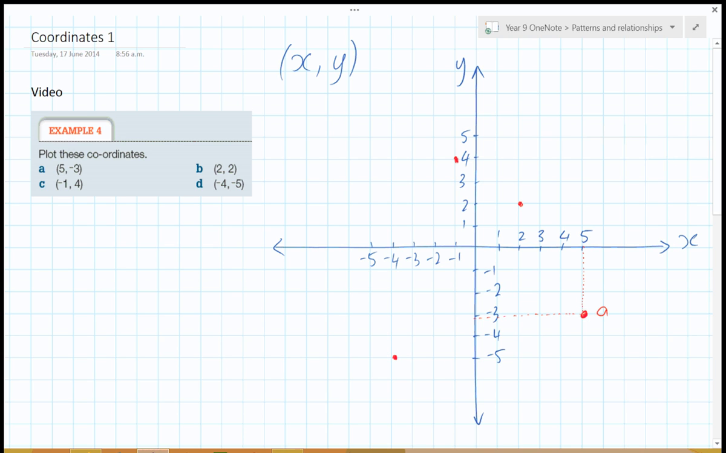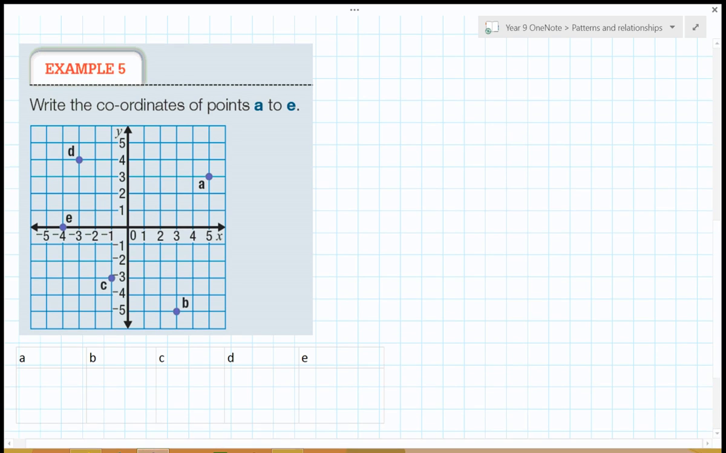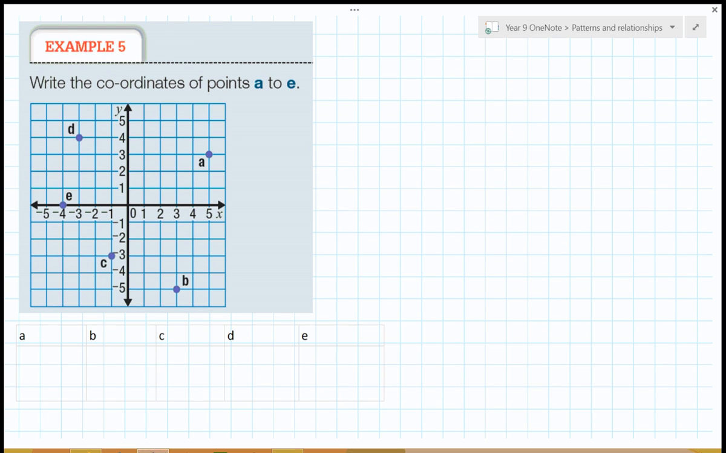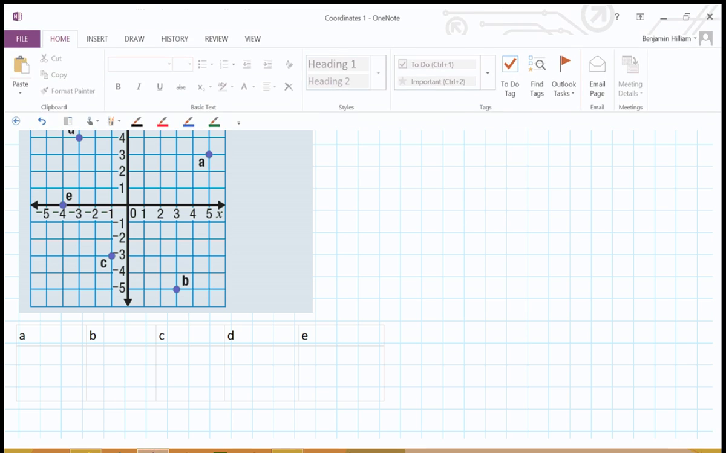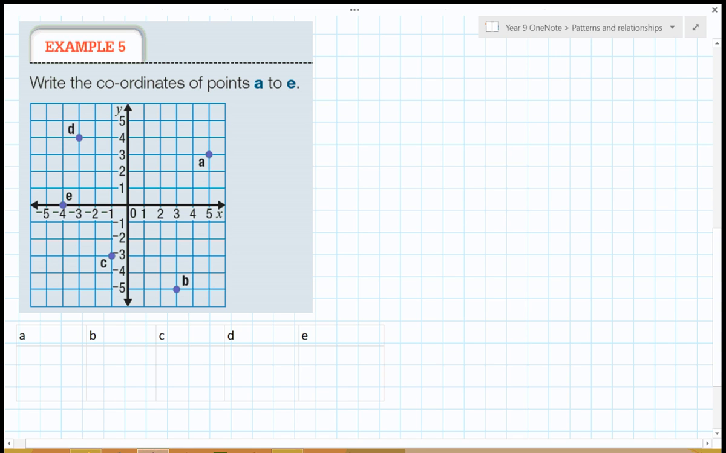Okay. So that's plotting points. The opposite of plotting, of course, is reading. So our next example, we're looking at reading points off a graph. So point A, this point up here, can somebody tell me what coordinates I'd assign to that point? Dougal? 5 and 3. 5 for the x coordinate and 3 for the y coordinate.